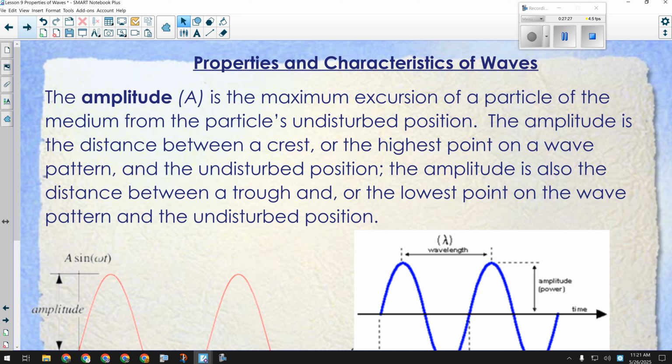So just a review of terminology here. Amplitude is the maximum excursion of a particle in the medium from its resting or equilibrium position. Amplitude measures the energy of the wave, because it takes more energy to disturb it further. So greater amplitude, greater energy. Just like in a mass on a spring or in a pendulum, the further from equilibrium it goes, the more energy it has. The greater the amplitude, the more energy it will have.